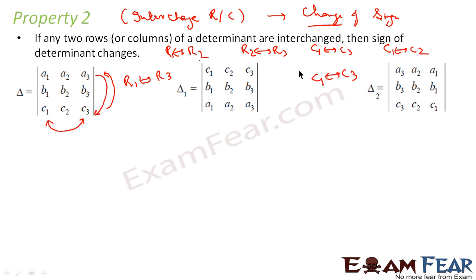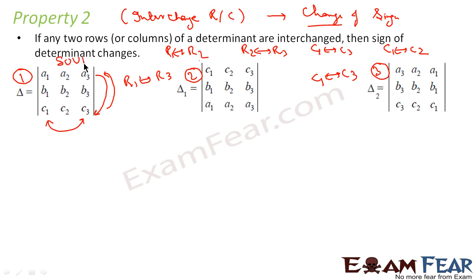So I have two scenarios. In first, this is my original determinant. And here, the determinant I got by interchanging rows. And here, I got by interchanging column. I'll prove that the value I get in the second case is minus of the first case. The value I get in the third case is also minus of the first case.